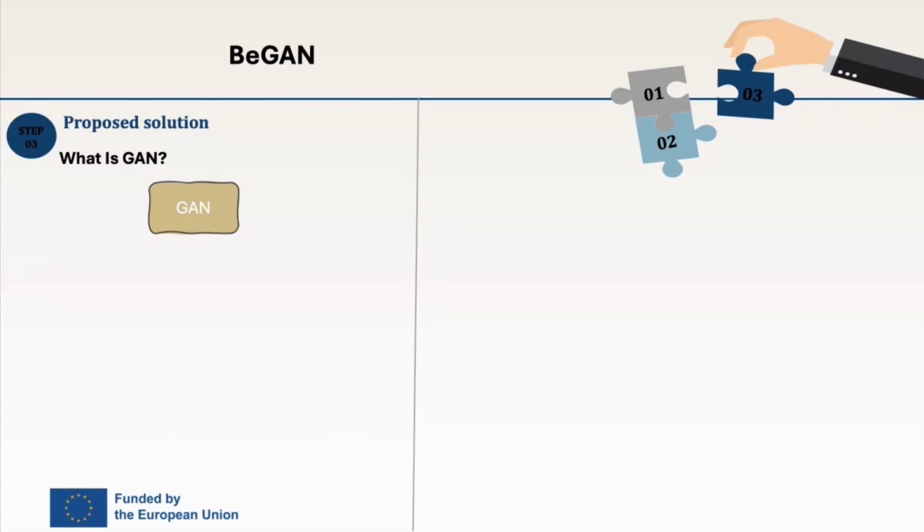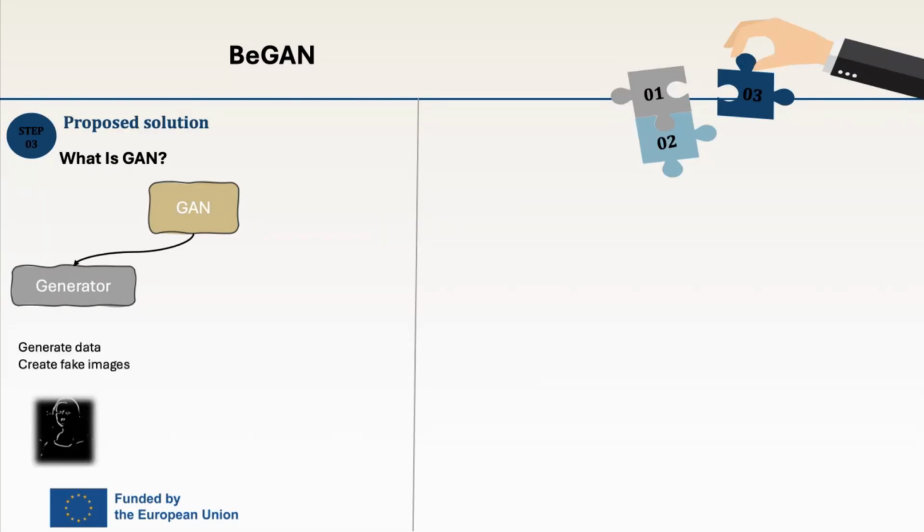This paper is based on the generative adversarial network, known as GAN. What we mean by GAN is a deep neural network method that consists of 3 parts.